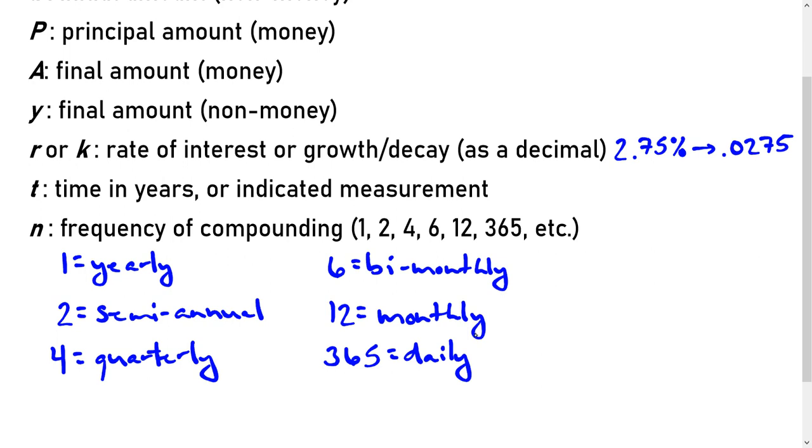Okay, so a lot of times in the problems, you're going to see the words, and you have to convert the words into these particular numbers for the frequency of compounding. So again, 1 is yearly, 2 is semi-annually, 4 is quarterly, 6 is bi-monthly, 12 is monthly, and 365 is daily.